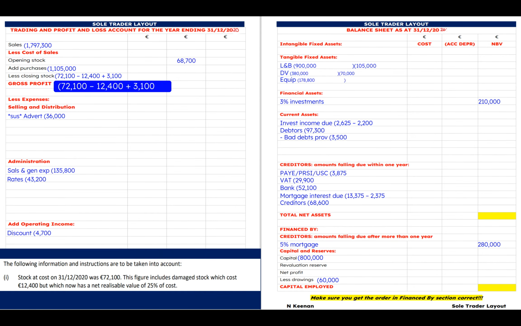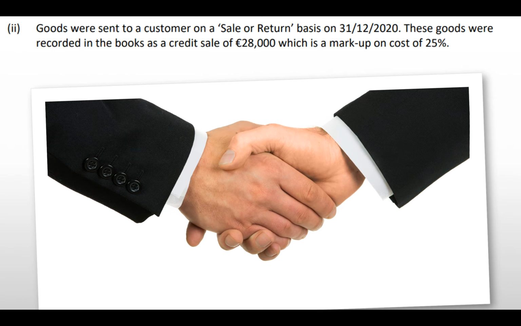So in the trading profit and loss, you'll just say closing stock 72,100 minus 12,400 plus 300 there. And then in the balance sheet, you'll have your closing stock as per TPL, and then whatever the figure you have here, you'll then just transfer it down over here. If you get the figure in the balance sheet here completely wrong, you will still get the marks for it based on your own incorrect figure. So happy days. Whatever you write here in the trading account, just write here and you'll get your own marks for it. That's what I've seen happening every time I've corrected.